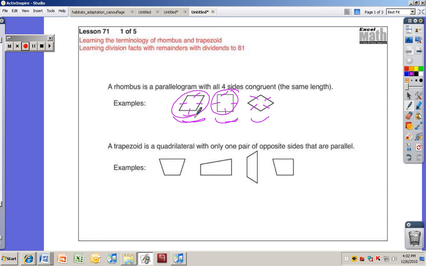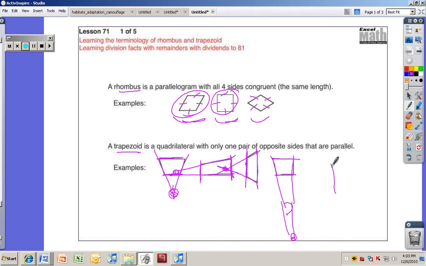A trapezoid has four sides as well, because rhombuses, rhombi, and trapezoids are both quadrilaterals. They always have to have four sides. A trapezoid has two sides parallel and two sides not parallel. Notice how they're going to meet down here. Two sides parallel, two sides not parallel. That's what a trapezoid is.